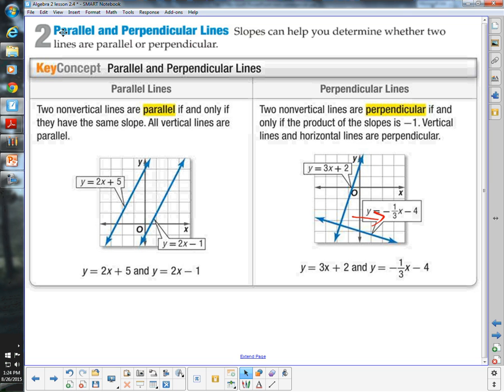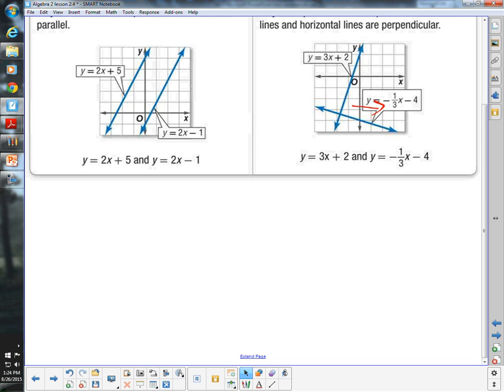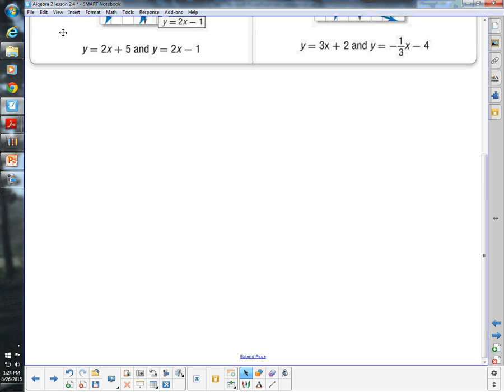Exactly. So let's just say, for example, that I had a slope of 4/3. What kind of slope would be parallel to that slope? 4/3. What kind of slope would be perpendicular to that slope? Negative 3/4. It's got to be the opposite. One's got to be positive, one's got to be negative. Okay, so let's take you through one right here.